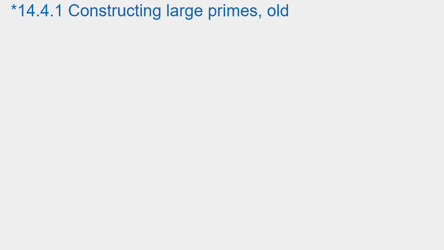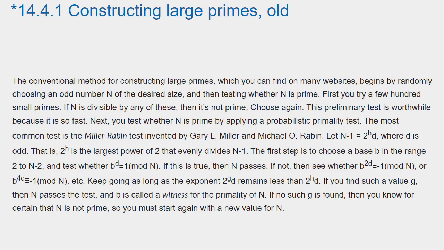Section 14.4.1. Constructing large primes, old. The conventional method for constructing large primes, which you can find on many websites, begins by randomly choosing an odd number n of the desired size, and then testing whether n is prime. First, you try a few hundred small primes. If n is divisible by any of these, then it's not prime. Choose again. This preliminary test is worthwhile because it is so fast.